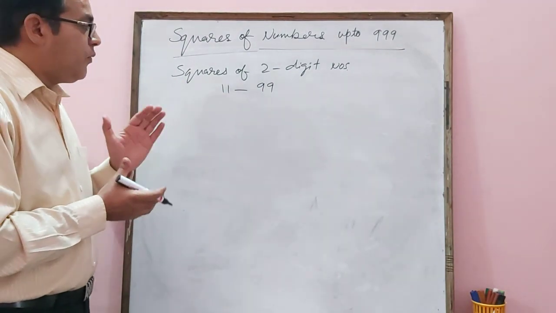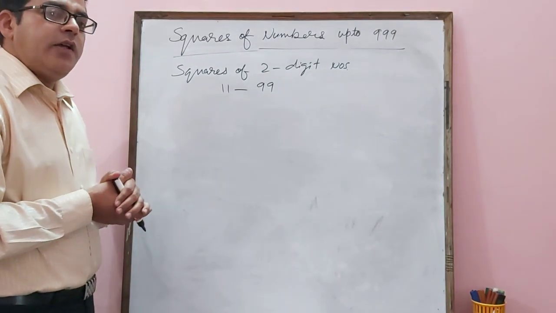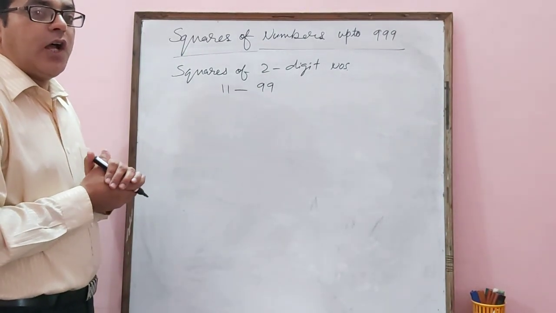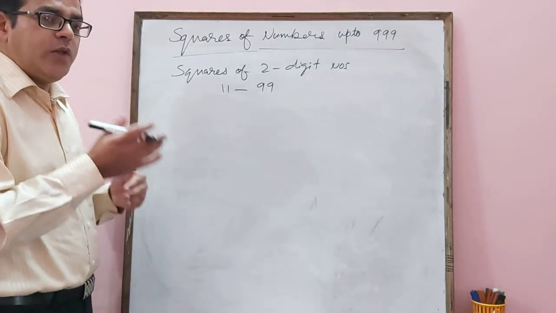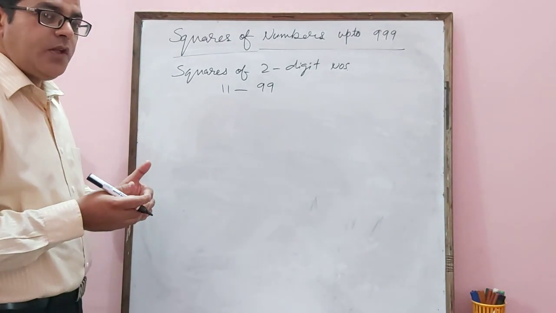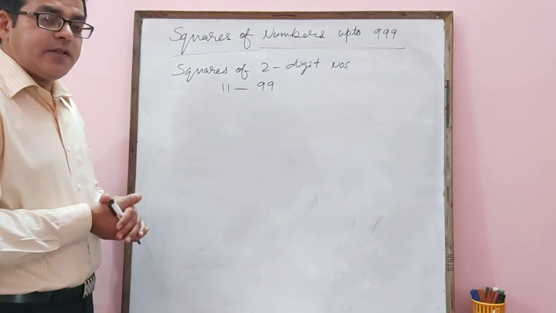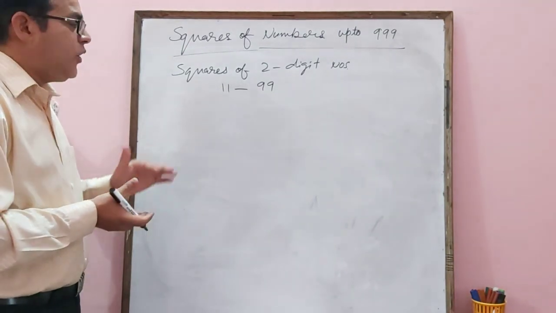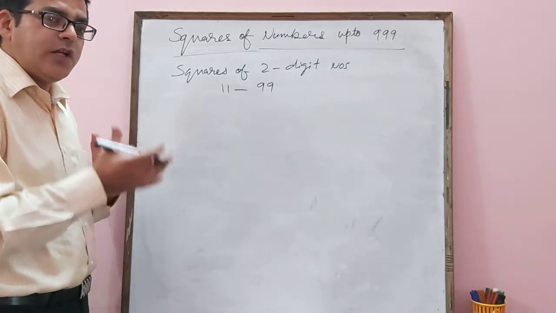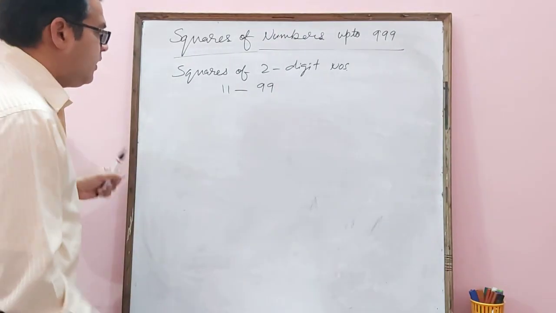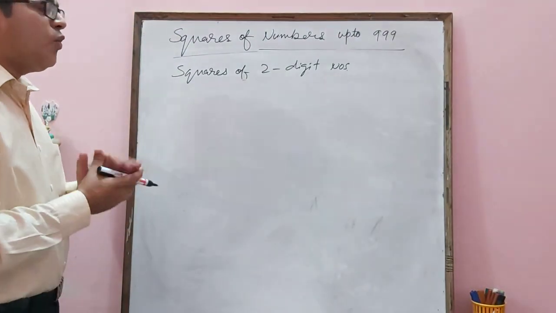But before finding squares with this trick, you need to learn the squares of the numbers till 9. This is very simple. I think you all know the squares of the numbers till 9. Right? Square of 1 is 1, square of 2 is 4. Similarly, square of 8 is 64 and square of 9 is 81. If you don't know, please learn these squares. So let's start. We will find squares of two digit numbers.